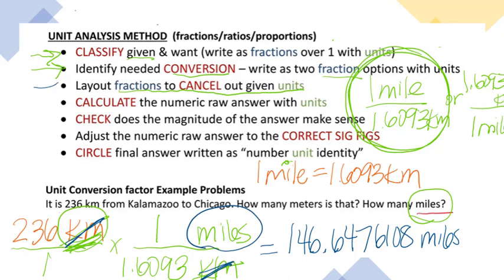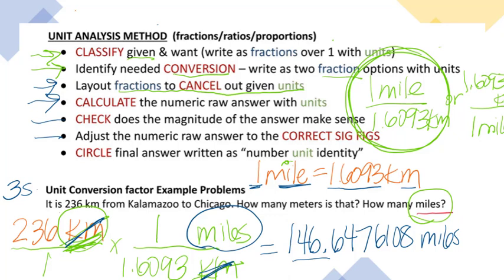And so let's see, we've canceled out. We just calculated. Now let's check. Does that make sense? 236 kilometers. And we know that, remember, if I have a big number, I have a small unit. If I have a small number, it's a big unit. So I went from 236 kilometers to 146 miles. Yeah, that makes sense.